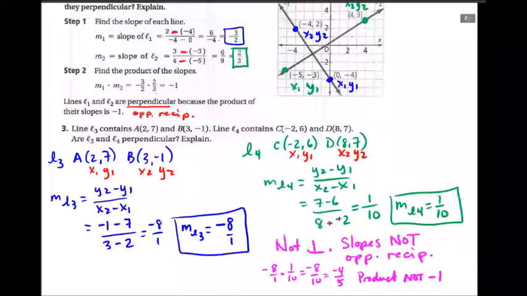So this is a nice little algebra review, and slope is going to come in very handy when we do coordinate geometry with figures, especially like quadrilaterals. All right, this is kind of a fun way to end the chapter. I'm sure you will do very well on this homework. Enjoy.